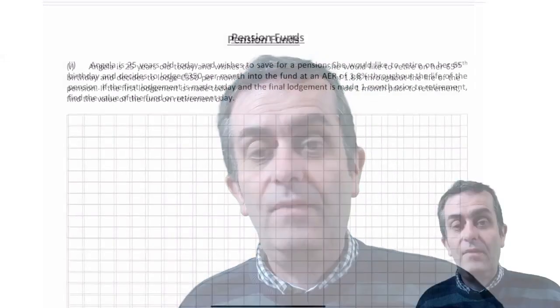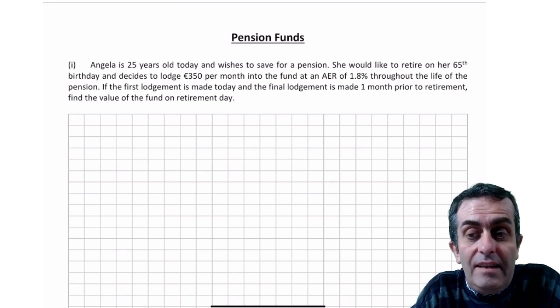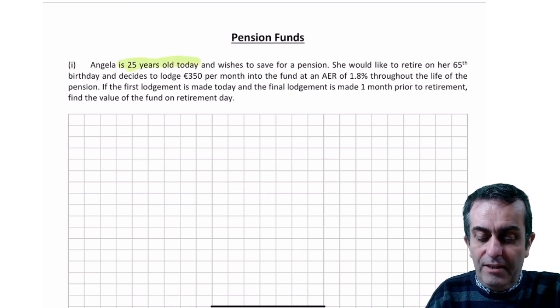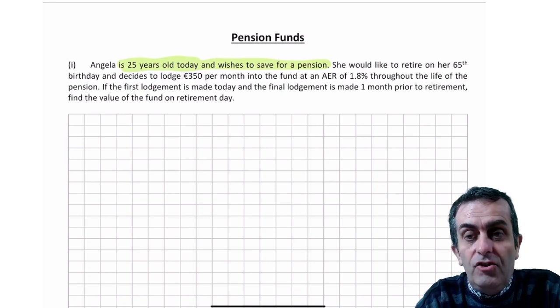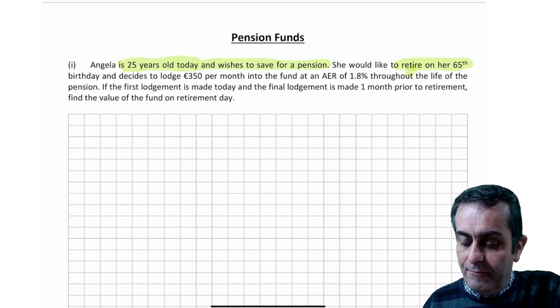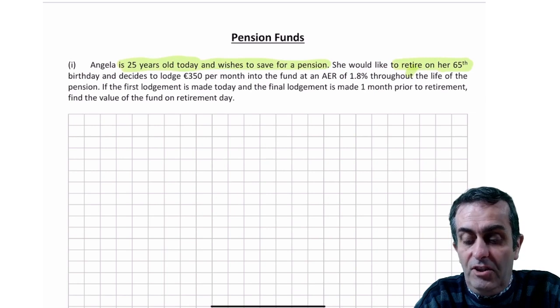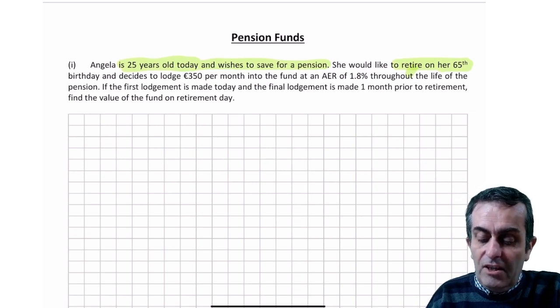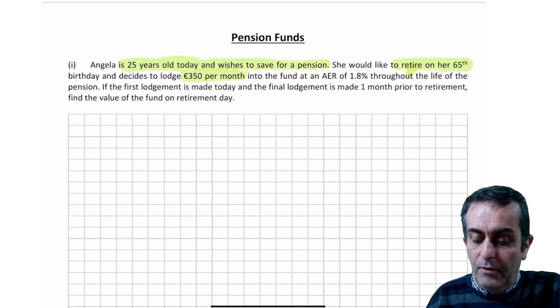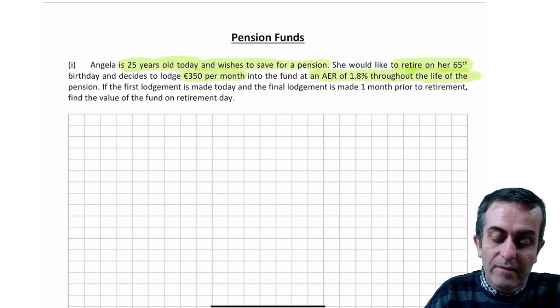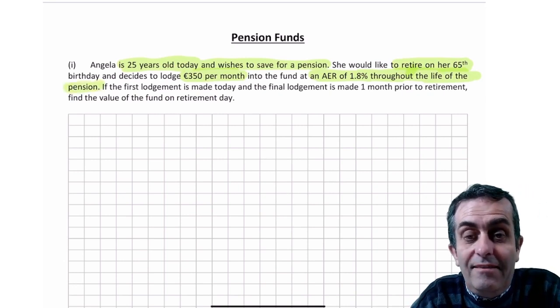So in the example that we've set up here, we're looking at a girl called Angela. Today is Angela's 25th birthday, so let's highlight the important parts of the question. Angela is 25 years old today, and she's decided she wants to pay into a pension fund. She would like to retire on her 65th birthday. Now she's 25 today, she wants to retire when she's 65, so obviously there are 40 years in this pension fund. She decides to lodge €350 per month at an AER of 1.8% throughout the life of the pension fund. So she's got some kind of an agreement with the bank where they guarantee this 1.8% AER.